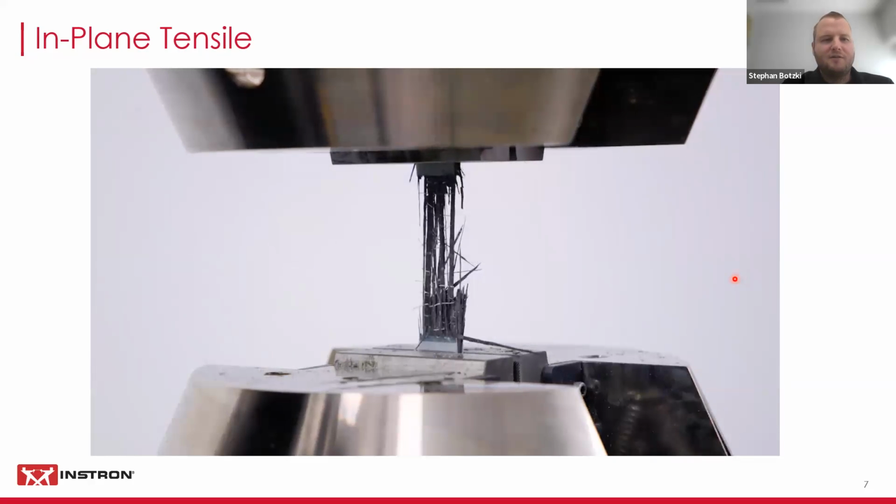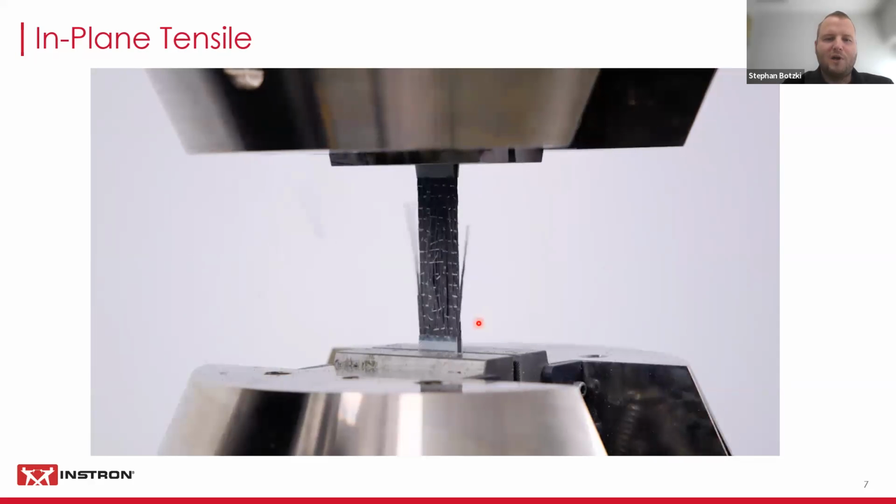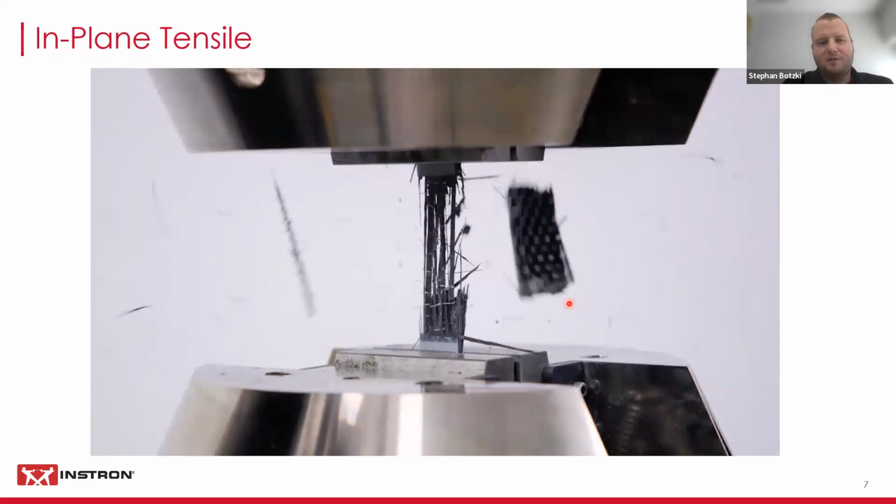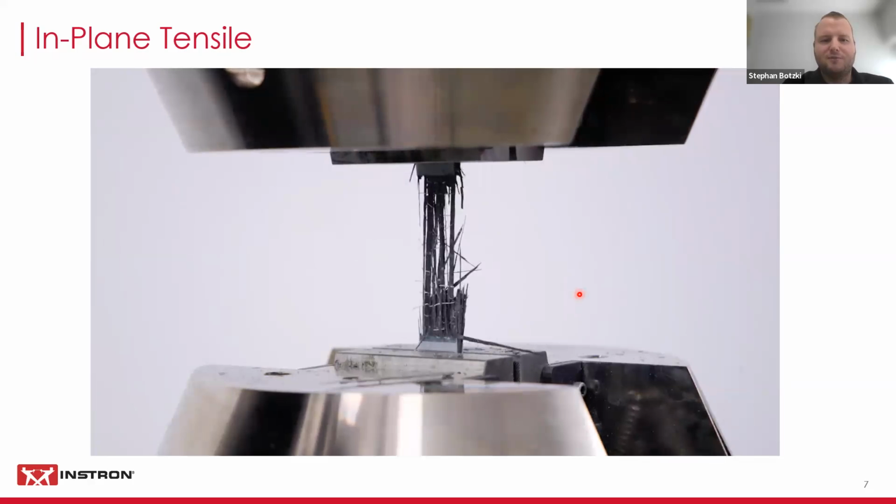This is a typical in-plane tensile test here with a coupon that has mostly 90 degree fiber orientations, and you can see these really kind of explode on you. You got fibers flying around, definitely making it challenging for the testing machine, for your testing in general.